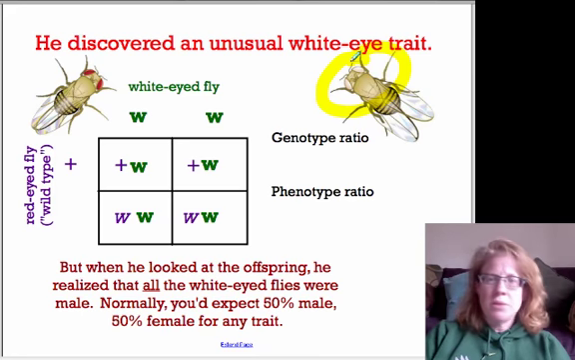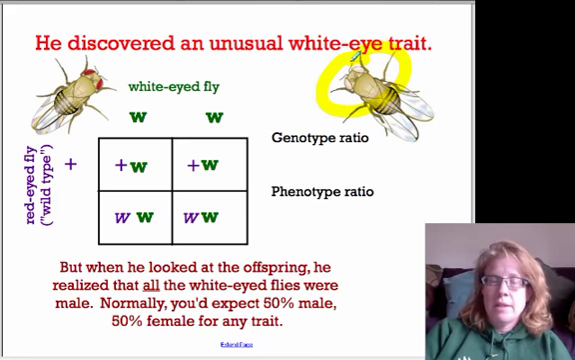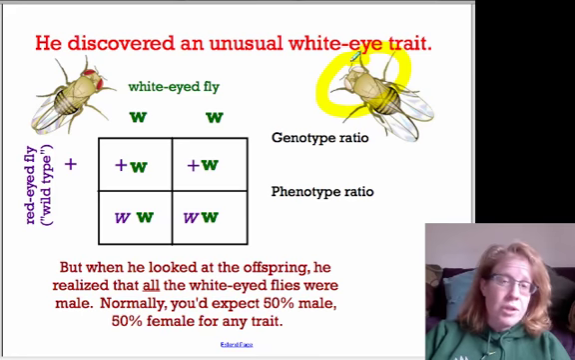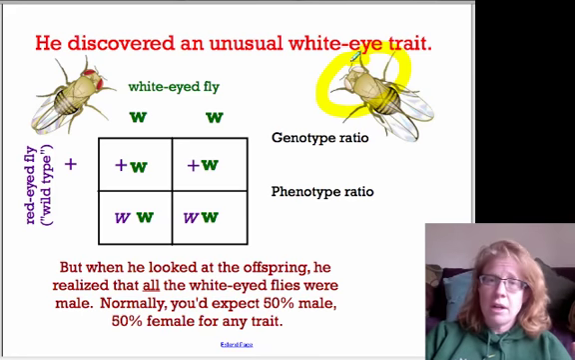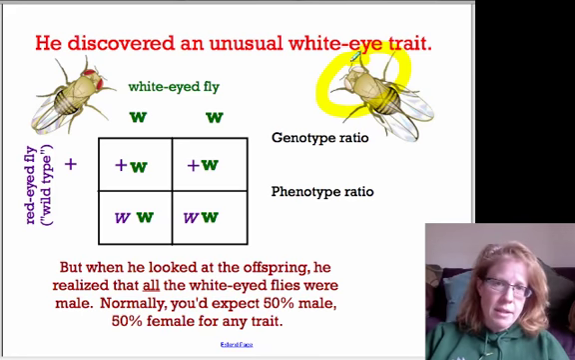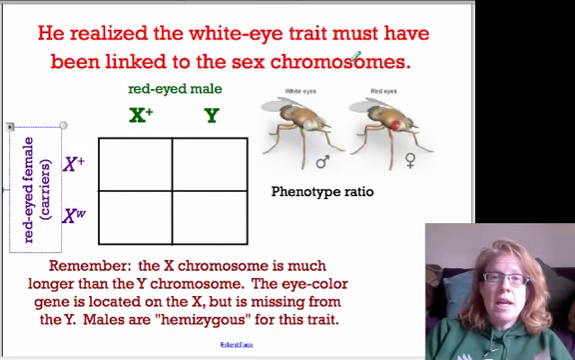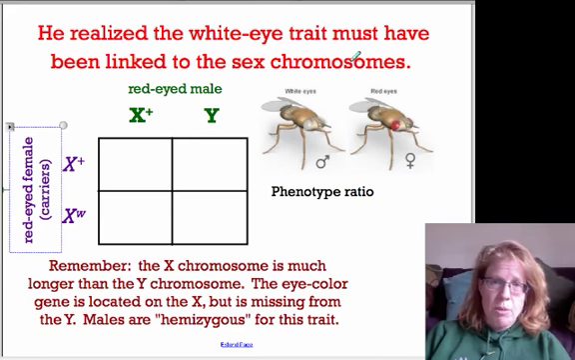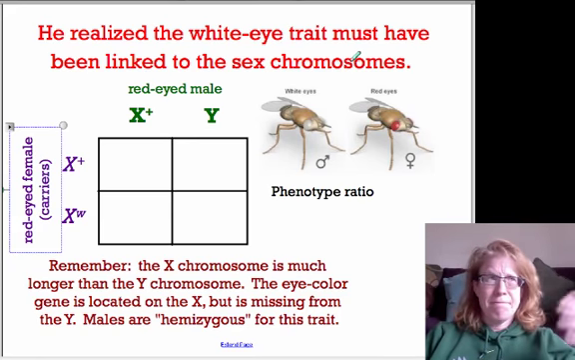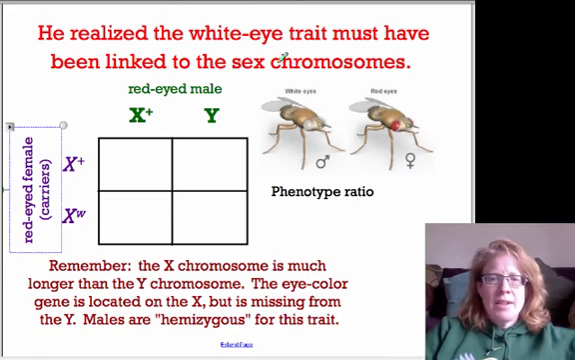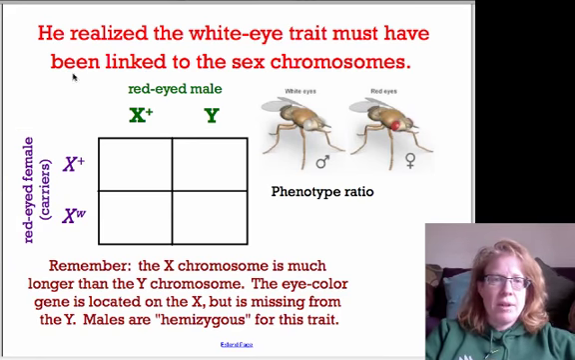This violates Mendel's rule of independent assortment, right? Independent assortment says that two different traits really shouldn't affect one another. Your eye color doesn't affect your hair color. Well, sex should not affect your eye color, but in this case it does. So he knew something else had to be going on, and the way that he explained this was saying that these two genes, or these traits, must have been linked. In fact, he predicted that the sex chromosome and the white-eyed fly gene were one and the same.